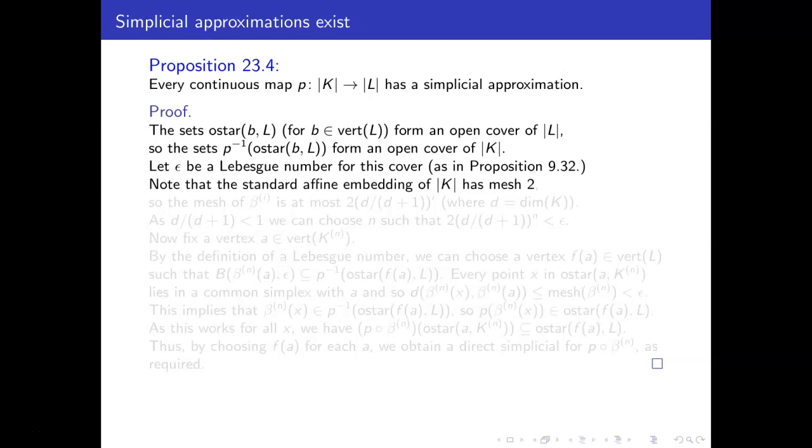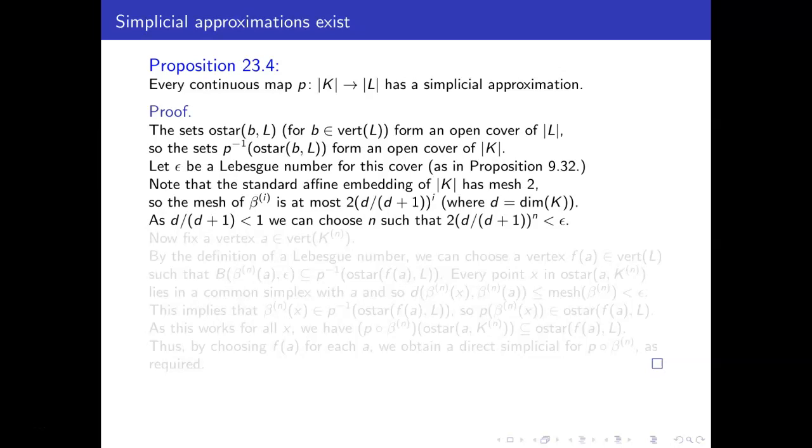Now if you think about the usual affine embedding of mod K, where we just send the ith vertex to the ith basis vector, as we mentioned previously, that has mesh 2. And so if we compose that with beta to the i, then we're going to get an embedding of mod K^(i) in Euclidean space, where the mesh is at most 2 times (d over d plus 1) to the power i, by the proposition we proved on the reduction of the mesh. Here d is the dimension of K, remember.